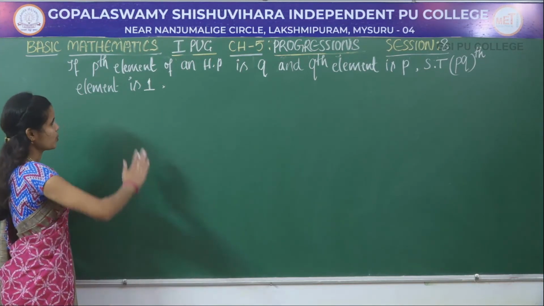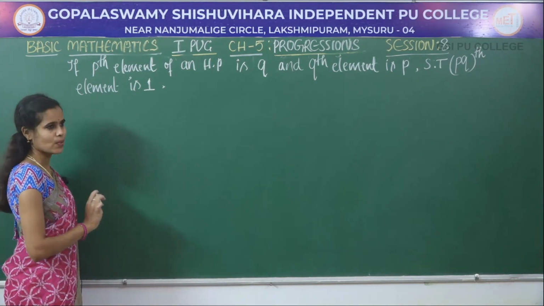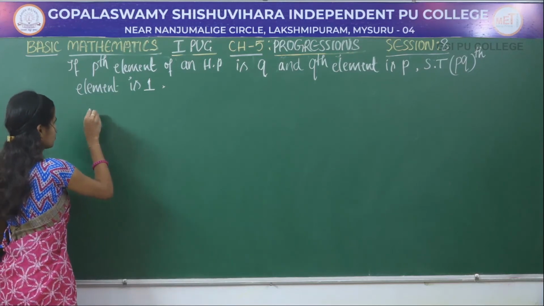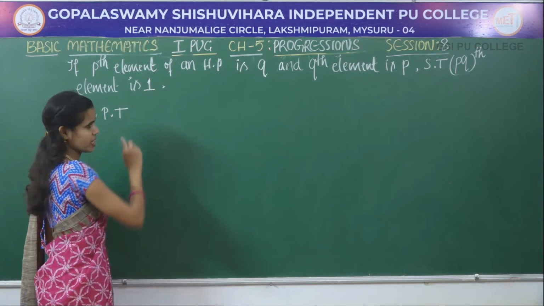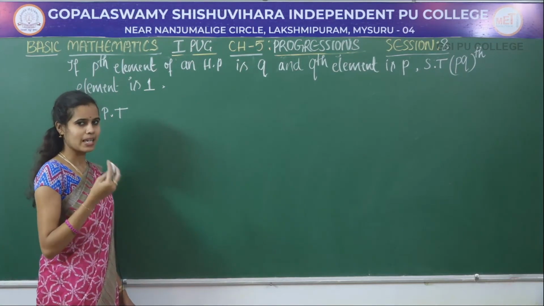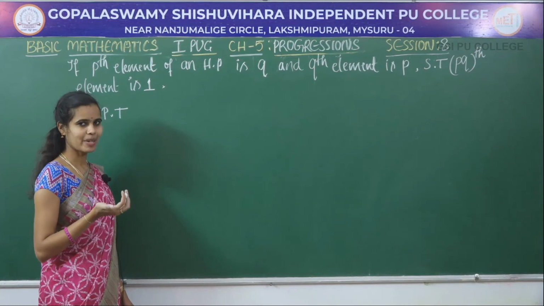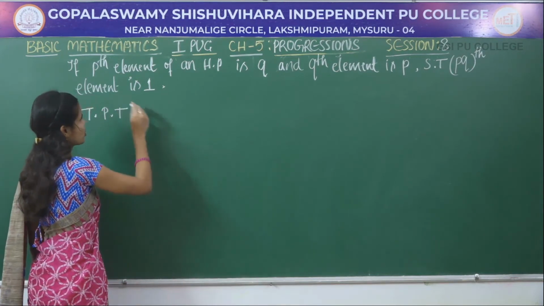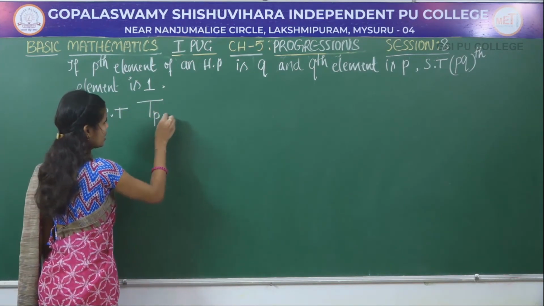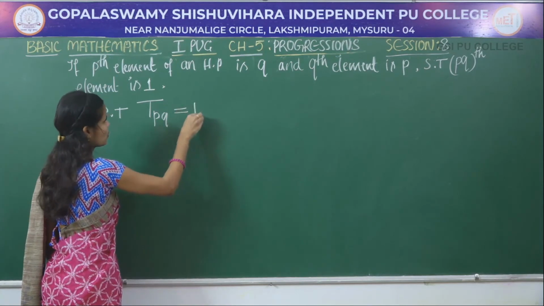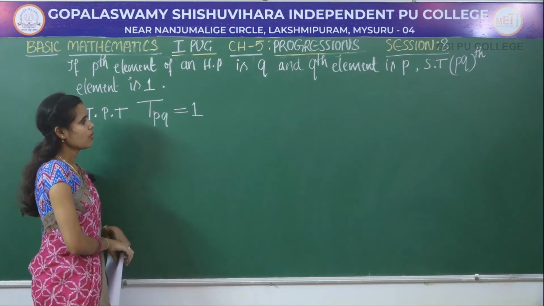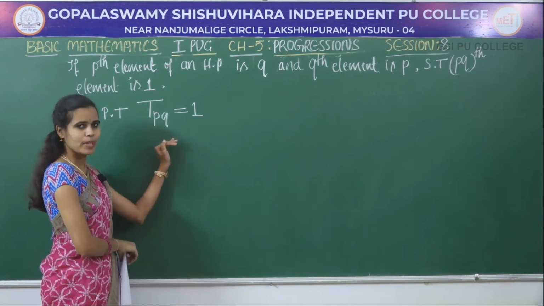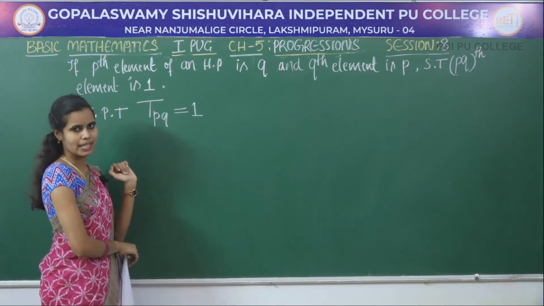So here we want to prove the pqth element is 1. Means to prove that the pqth element, so the first element is denoted by T1, the second element is denoted by T2, the nth element is denoted by Tn. So the pqth element is denoted by Tpq is equal to 1. So we want to prove Tpq is equal to 1. So first let us find out Tpq, using the given conditions.